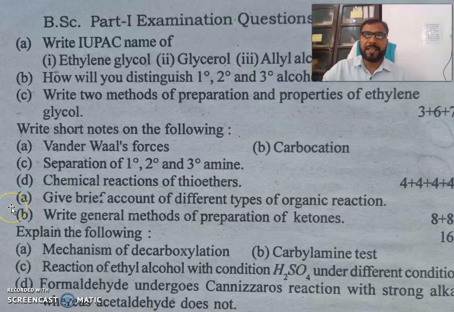Now question number 8. Give brief account of different types of organic reactions. And this is a very important question, because these are very common reactions. You already read in 10+2 exams. So different types of organic reactions means you have substitution reaction, addition reaction, elimination reactions, rearrangement reactions, a lot of types of reactions. So you can write whatever you know.